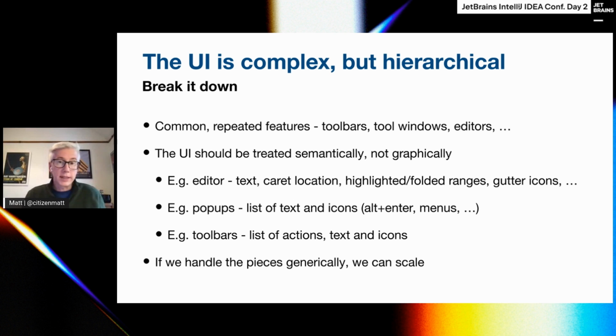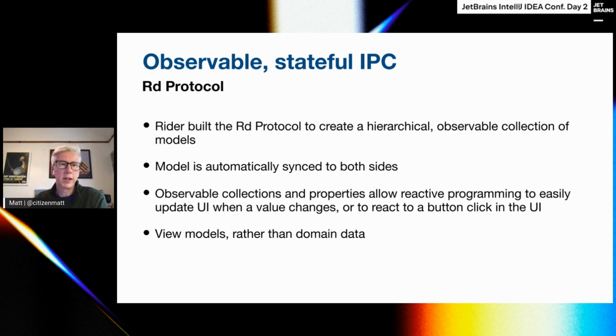So a toolbar is just a list of actions. And an action is a bit of text, an icon, a tooltip, and a callback. The editor, you can break that down as the text, the location of the caret, the text cursor, the ranges of highlights, gutter icons, and so on. So we can implement support for these types of things and then scale that up across features. And it allows other features to come in that use those things. If we add a new toolbar, we don't have to add extra functionality for that toolbar. It just comes through.